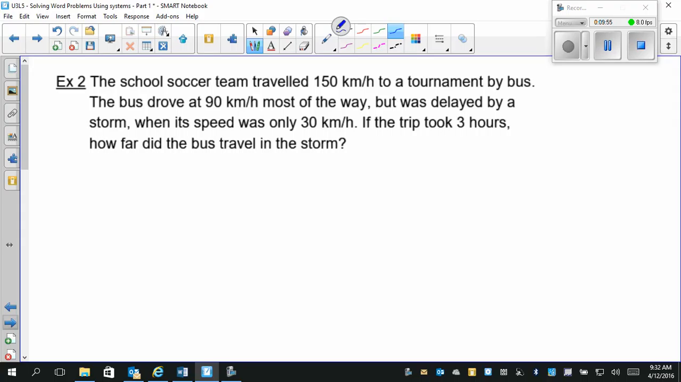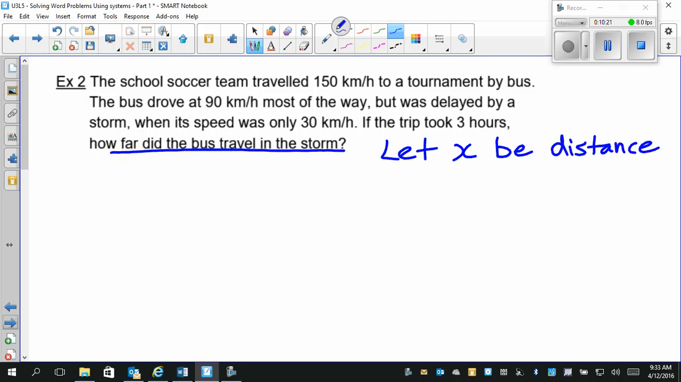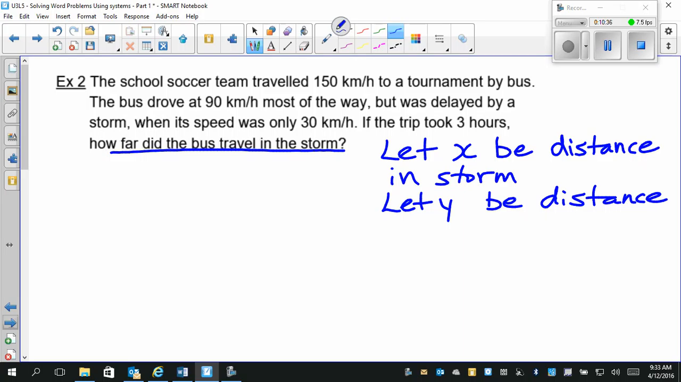Okay? So they're only asking how far the bus traveled in the storm. So I'm going to say let x be distance in storm. And that means then y, so let y be distance that was traveled not in the storm.